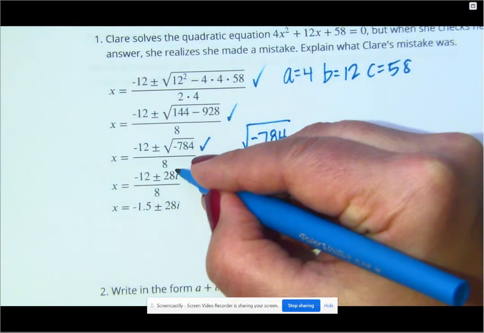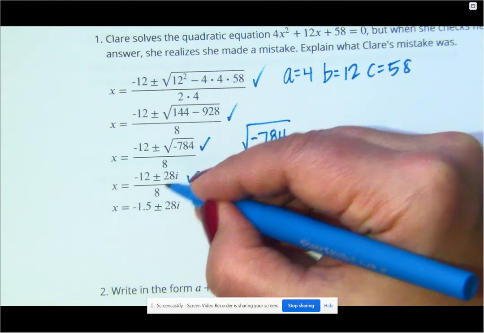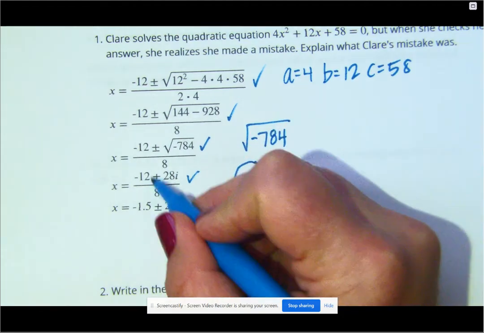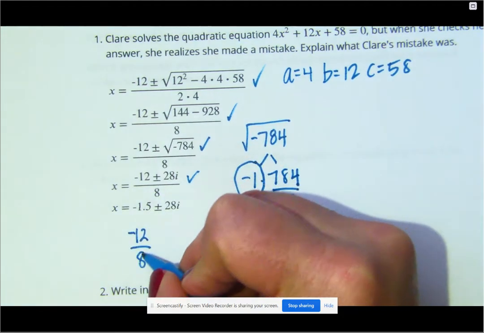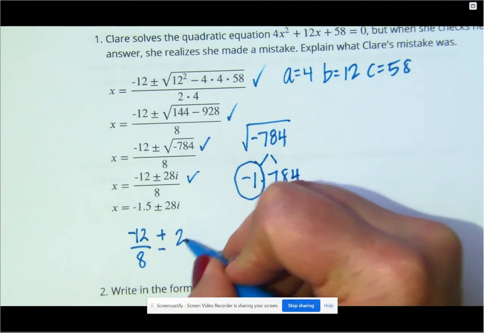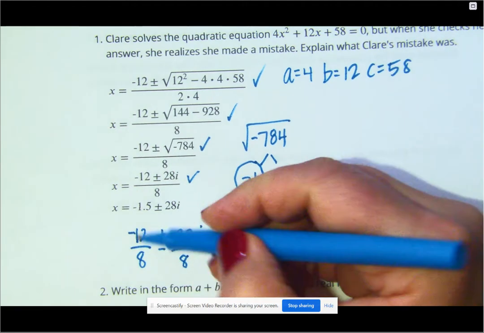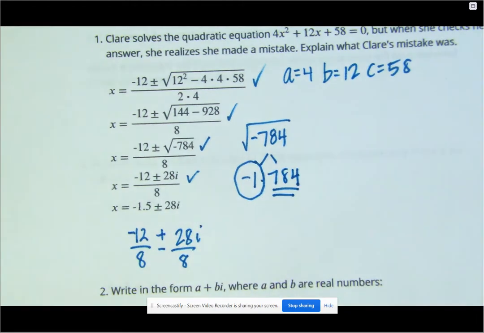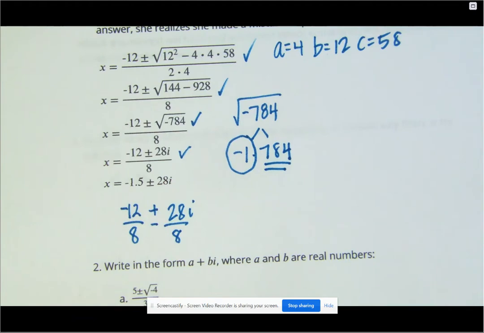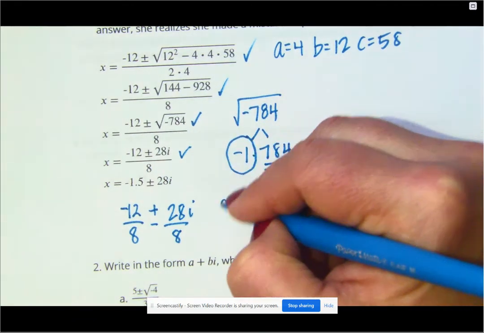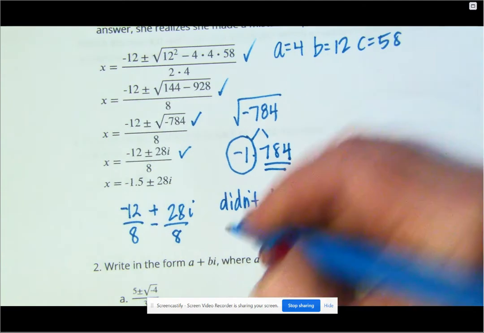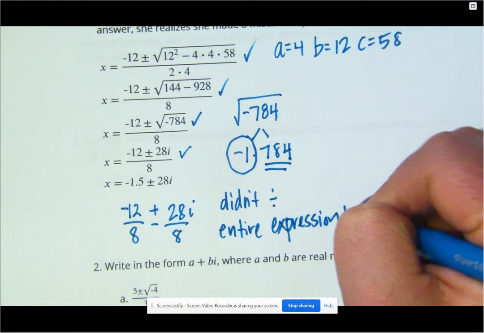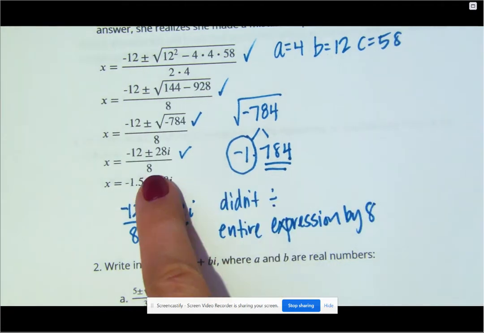So here's her mistake finally. Both of these things are being divided by 8. So her mistake was 28i. So technically, you have negative 12 over 8 plus or minus 28i over 8. And then that's okay to clean that one up to 1.5. You could reduce that fraction if you wanted to. But her mistake was she didn't divide the entire expression by 8. She only divided this one.